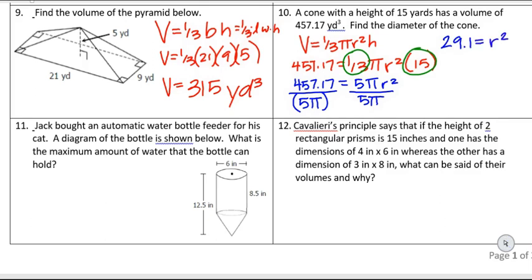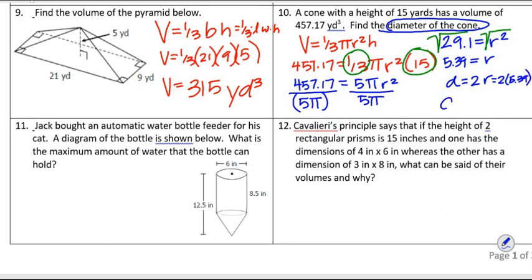Then, of course, we're going to do what we've been doing. We're going to take the square root of both sides to get our r by itself. When we do that, we get that r is equal to 5.39. And here again, notice it's asking us for the diameter of the cone. So we should know that the diameter is equal to 2 times the radius. So 2 times the 5.39, our diameter is equal to 10.78 yards.